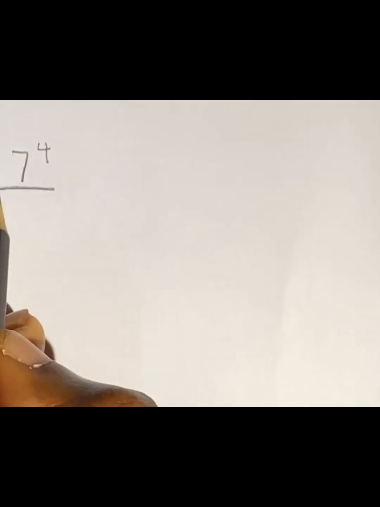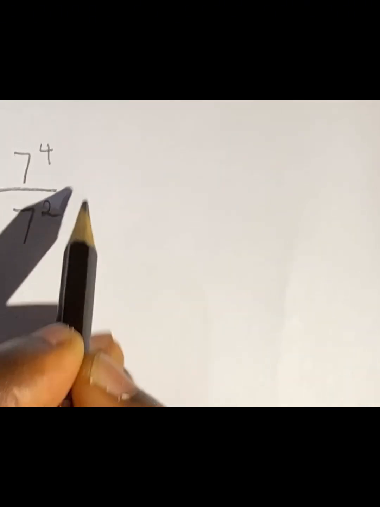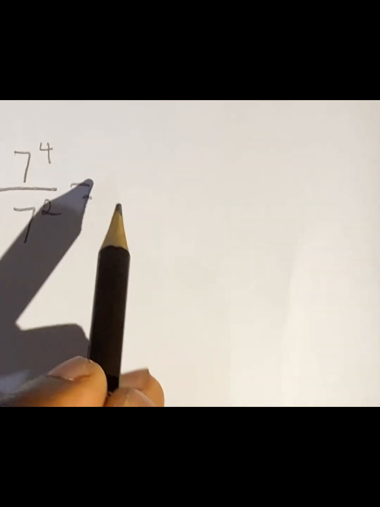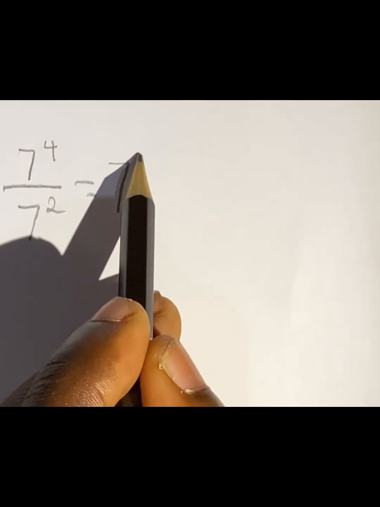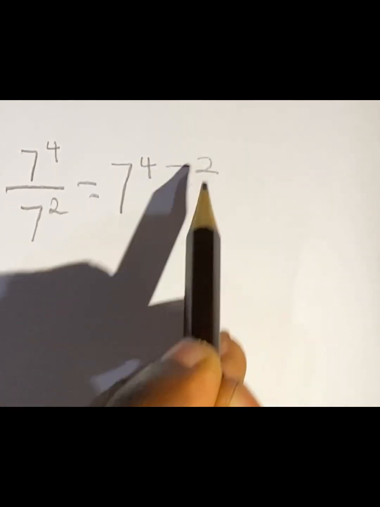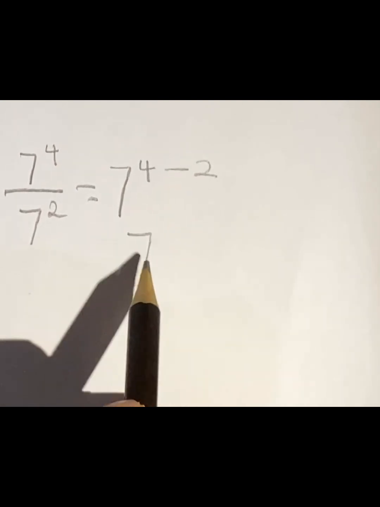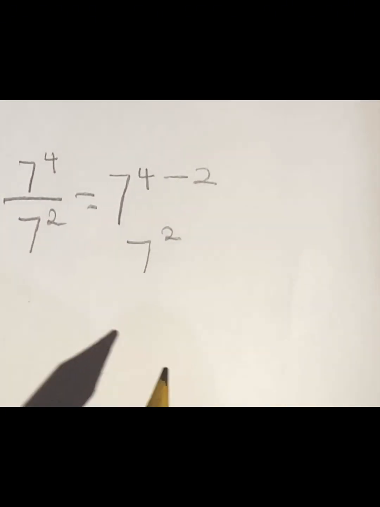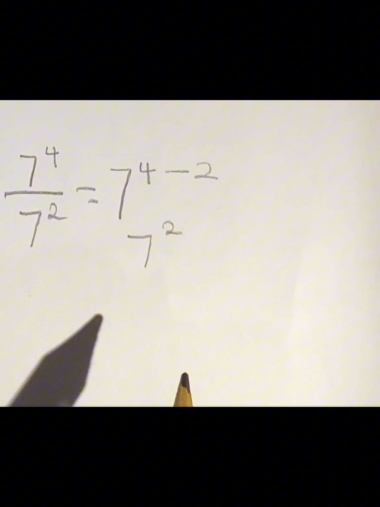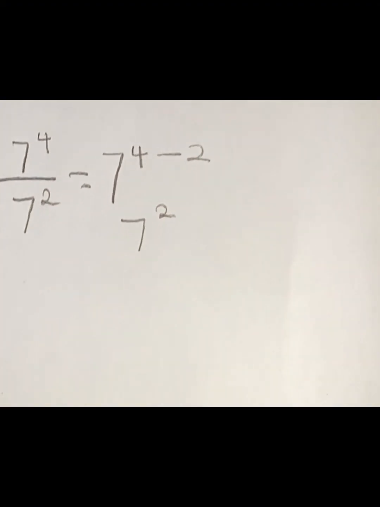So taking an example like 7 to the power 4 all over 7 to the power 2. This is simply solved as 7 exponent 4 minus 2. And then this is given as 7 exponent 2. So that's the basic law of indices regarding quotients.